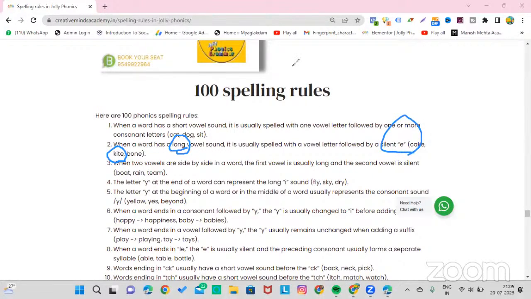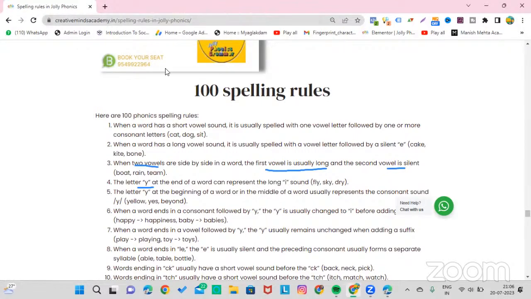Then we have done when two vowels go walking, the first one does the talking. So that is your two vowels, and the first vowel will say its name and the second vowel will be silent. The first vowel will say its name, which is the long vowel sound, A, E, I, O, U, but the second vowel is going to be silent. Then we know that the letter Y at the end of the word gives long I sound.